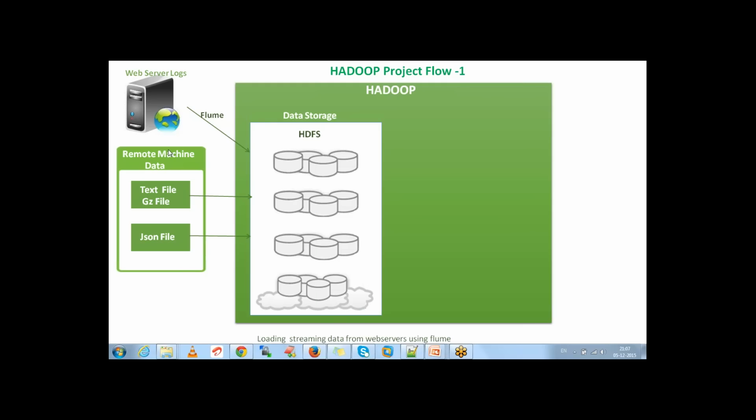So this is how we can load remote file machine data and web server data. Apart from that, we will have data in other sources. Can anyone tell from where the data will come? Can anyone guess? Apart from the machine data and web server data, before Hadoop, where did people mostly store the data?